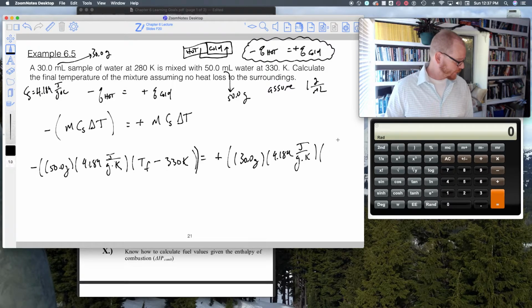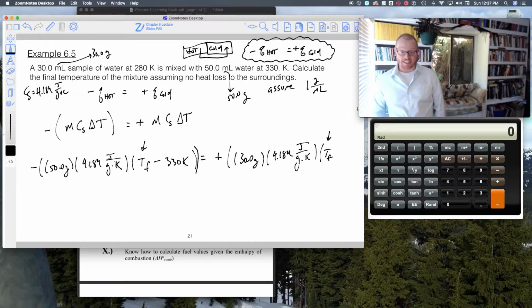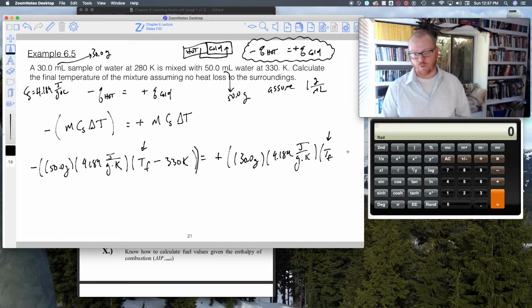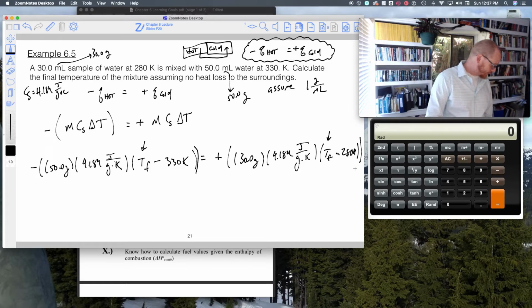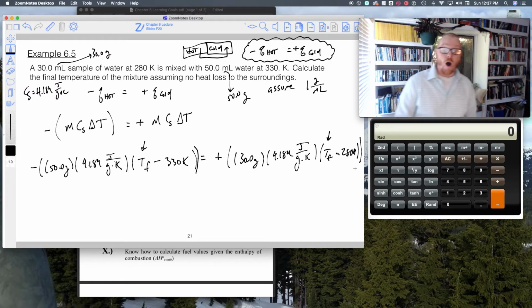And then now it's still TF, and we recognize that this TF and this TF are going to be the same. That's the quantity that I'm solving for. And so because it's delta T, it's temperature final minus temperature initial, and the cold water was initially at 280 Kelvin. So now I've got my equation set up, and it looks kind of like a monster. But all I have to do now is solve for T final.